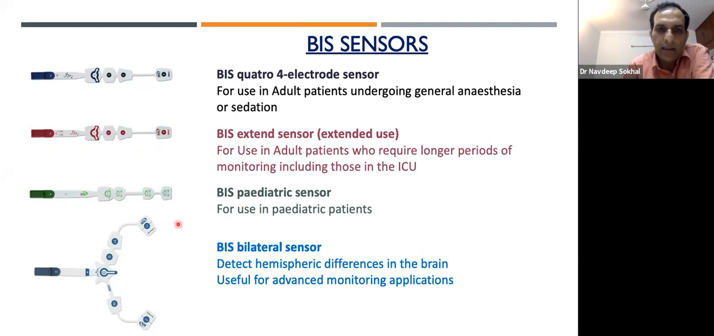And a new sensor, which is called the BIS bilateral sensor, which can be placed on both sides and detect both hemispheres. It can capture EEG from both hemispheres, detect hemispheric differences in the brain, and may be used for advanced monitoring applications. So these are the various sensors available for use with BIS monitor.